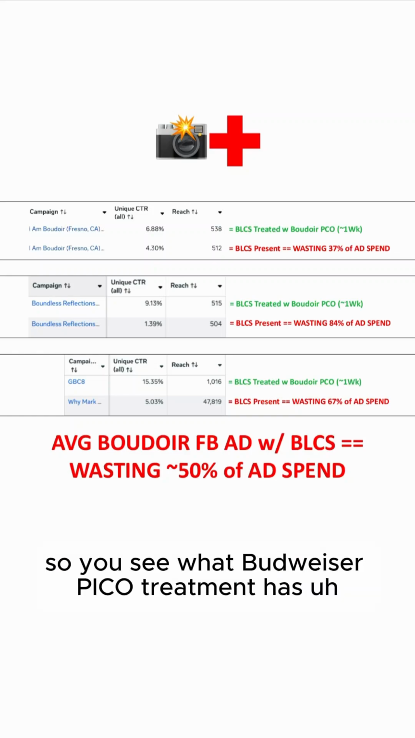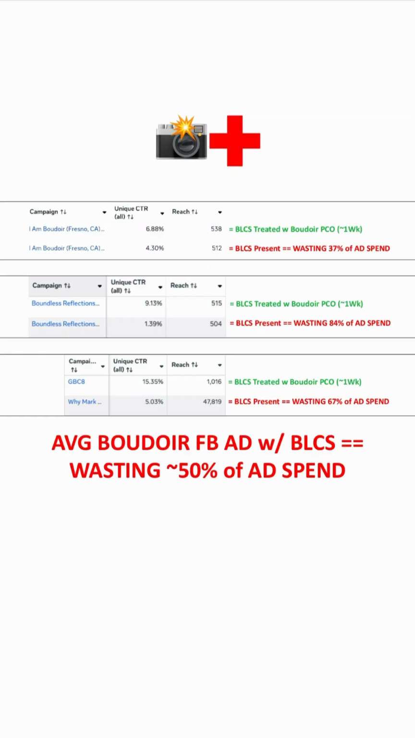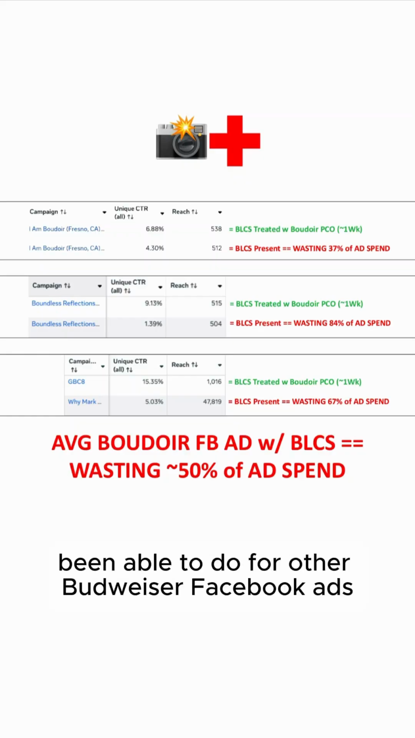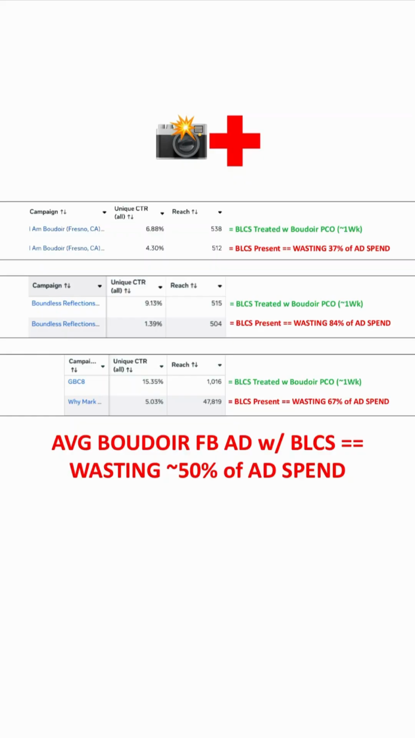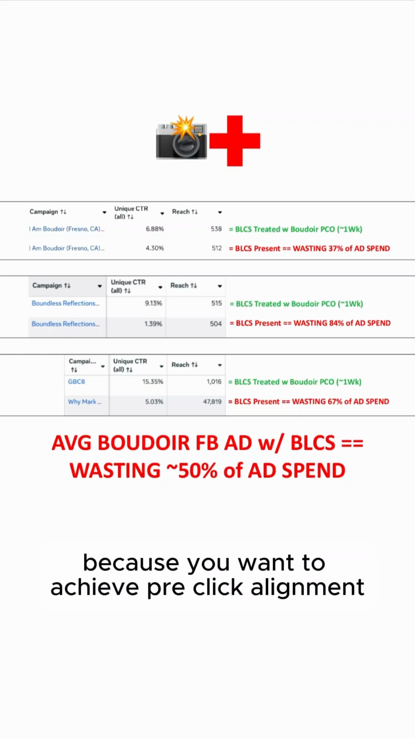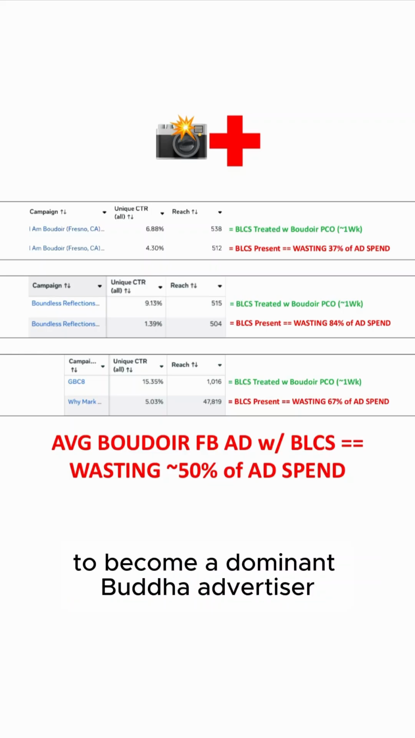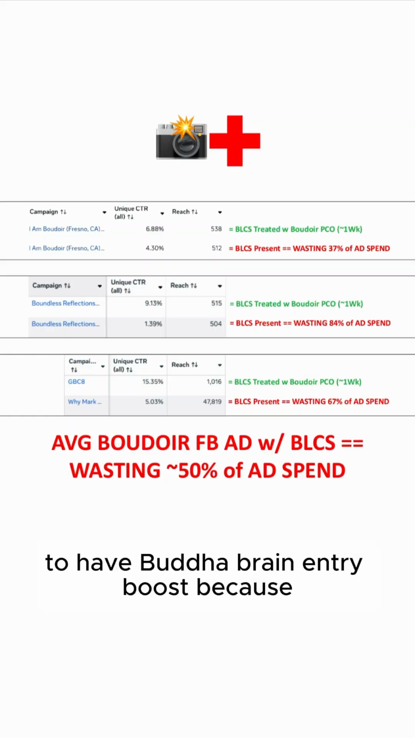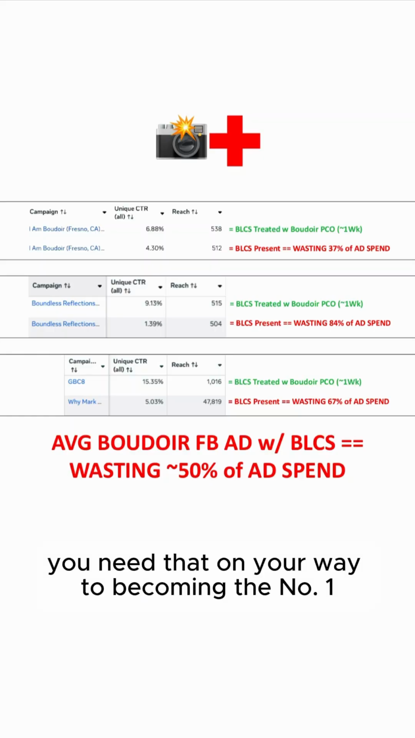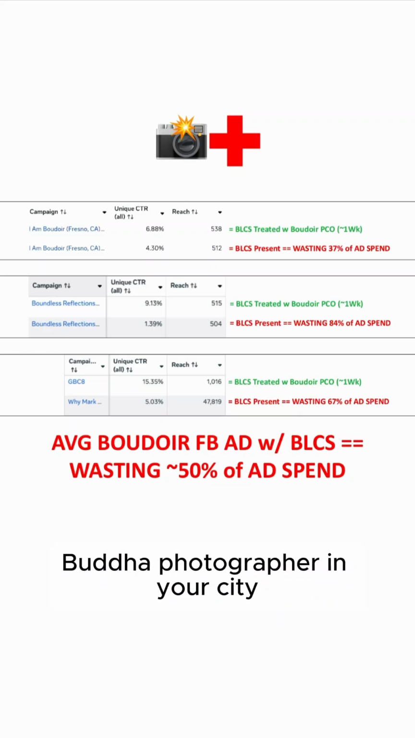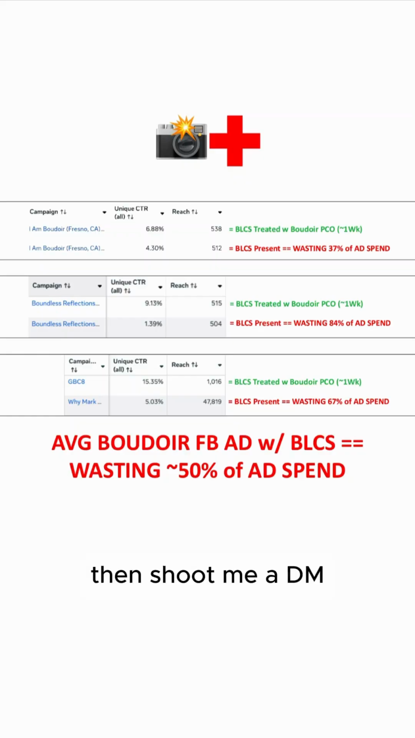So you're seeing what Boudoir Pico treatment has been able to do for other boudoir Facebook ads, and you want that outcome because you want to achieve pre-click alignment to become a dominant boudoir advertiser, to have boudoir brain entry boost, because you need that on your way to becoming the number one boudoir photographer in your city. Then shoot me a DM.